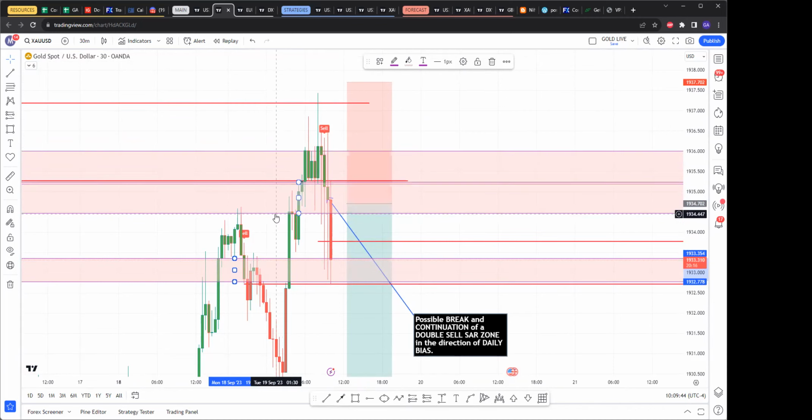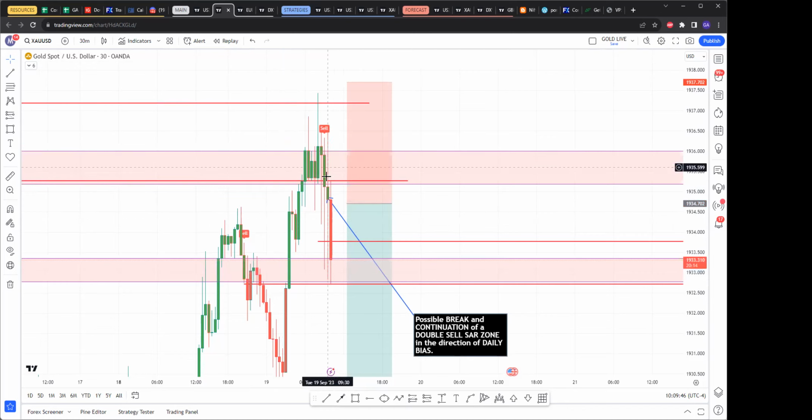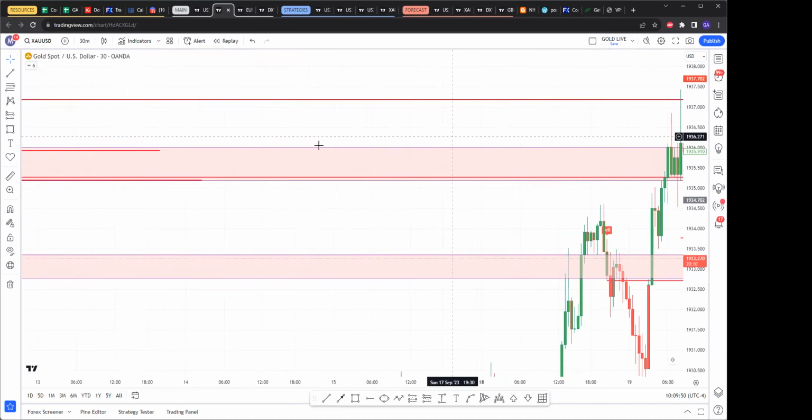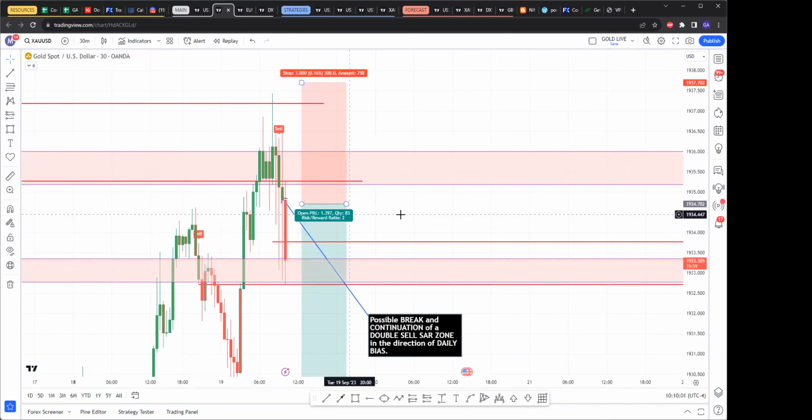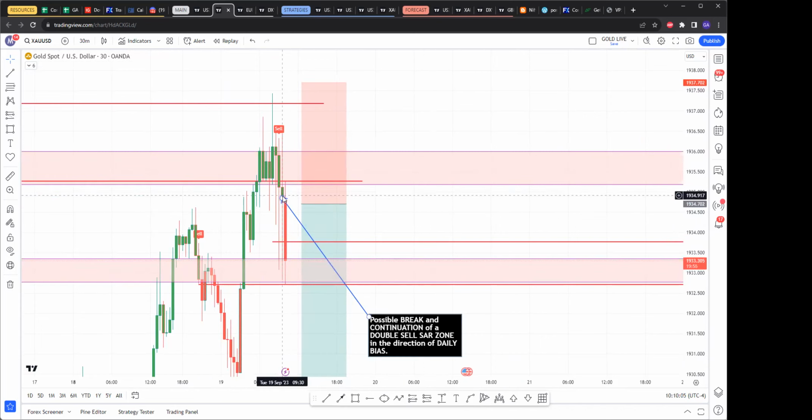So let me delete because we have two zones that are overlapping. So what I have here, right here, is the 30-minute time frame. Now is a 30-minute triple SAR zone. You can see the top SAR was at 1935.9. The bottom one is 1935.1. So that's like a 0.9 pip zone. So that's perfect. So you can see this previous 30-minute candle tested close below.